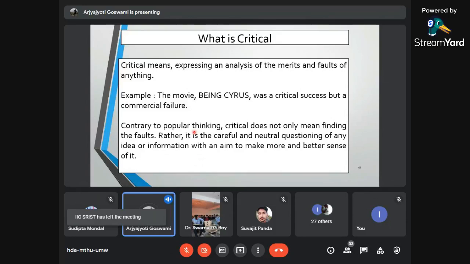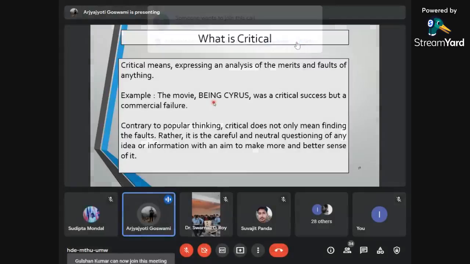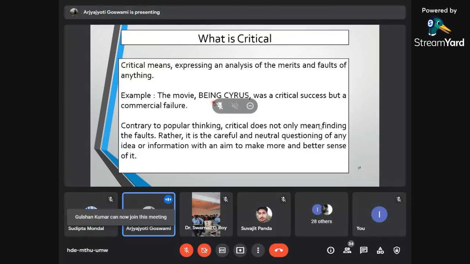For example, if I say there is a movie, a Saif Ali Khan starrer movie, Being Cyrus, many of you may have seen it. If not, highly recommended. Please go and see it. Okay, whenever you have time. Okay, it is available on YouTube. So the movie Being Cyrus, it was a critical success but a commercial failure.